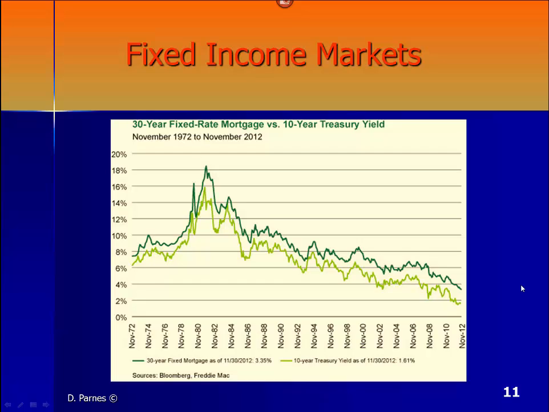Here's another perspective: the 30-year fixed rate mortgage versus the 10-year treasury yield. That's another type of spread. This is for a different time period, from November 1972 all the way to November 2012. As you can see, these two markets are highly correlated, but there is always some spread, simply because 30-year fixed rate mortgages are more risky than the 10-year US Treasury. There is always a small gap between the two, but they are definitely highly correlated markets.